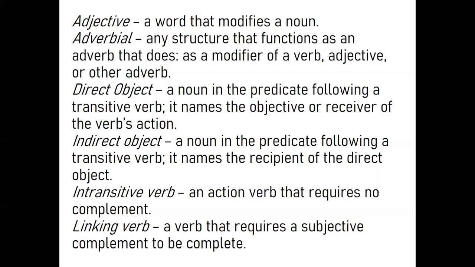Next, in the direct object and indirect object, we mentioned transitive verb. So how about what is intransitive verb? Intransitive verb is an action verb that requires no complement. So requires no complement. What could that be? Next is linking verb, a verb that requires a subjective complement to be complete.